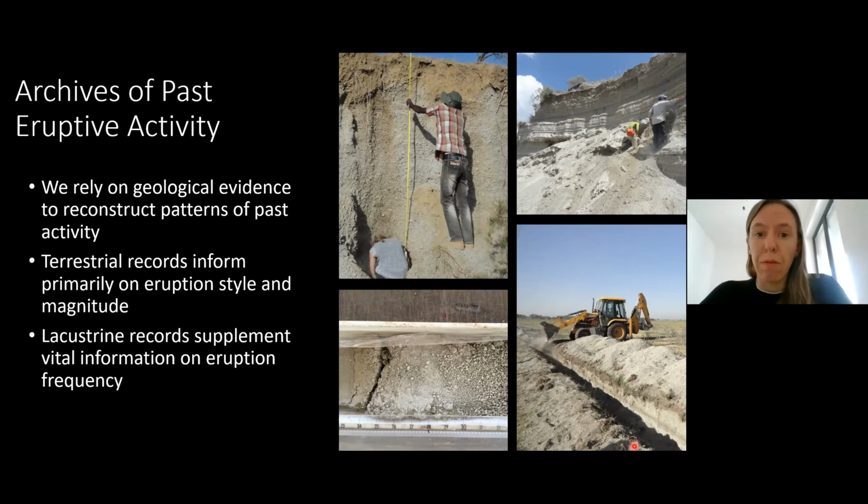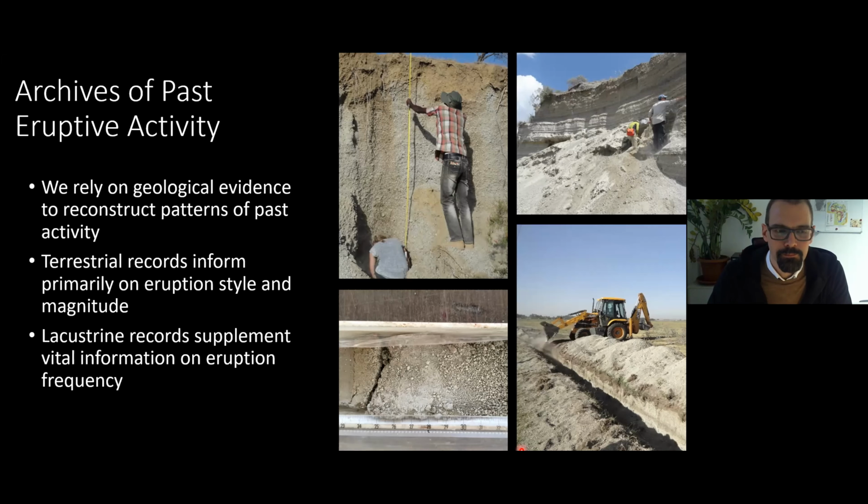And so that could come from pyroclastic sequences, such as the ones here, that we can measure and log to look at eruption styles and also eruption magnitudes. Sometimes, if we're lucky, we find some finer ash deposits preserved in lake sediments. And those are very good for preserving smaller scale deposits that are not easily preserved on land. And so those lake sediments very often provide additional constraints on eruptive frequency.